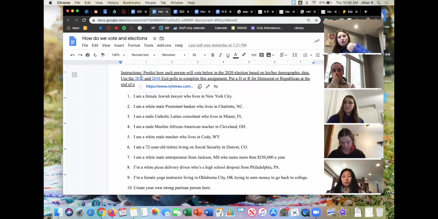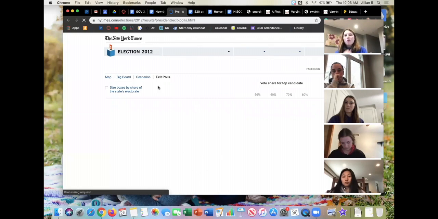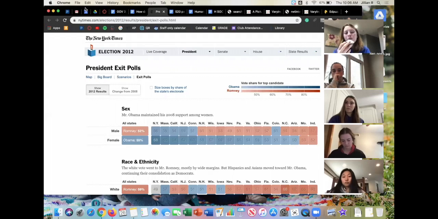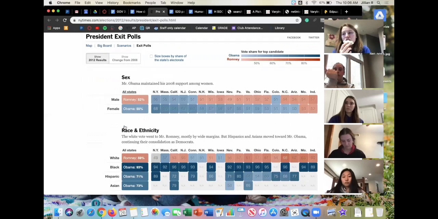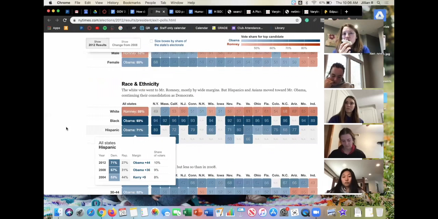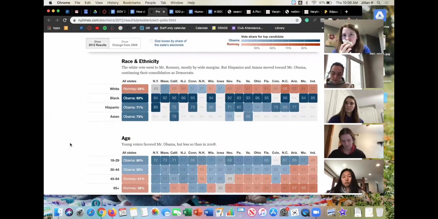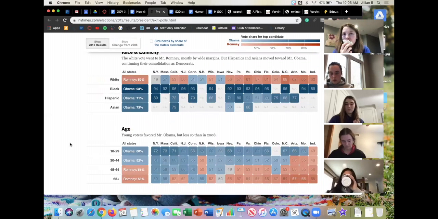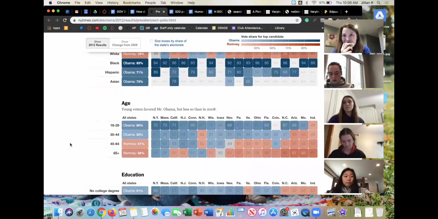This is the 2012 exit poll information. Exit polls are done after people leave the polling booth. There are people outside with clipboards and they ask them questions. They say, okay, what's your race? What's your gender? Who'd you vote for? And they compile all of the statistics together so that you can get a snapshot of who the typical voters were for the 2 different national candidates.